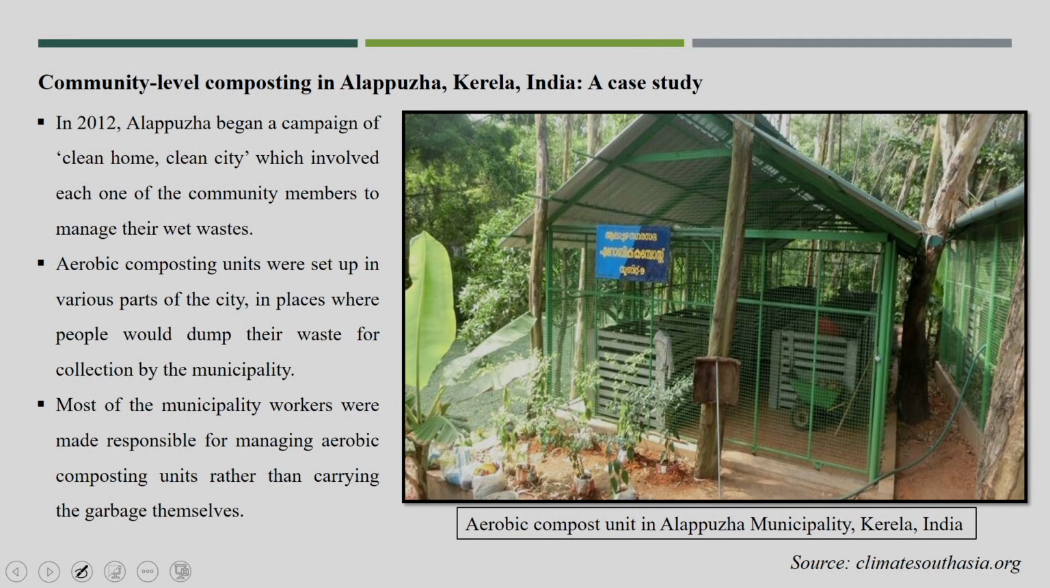This is a photograph of a community-level composting plant in Kerala, the case study. In 2012, the city of Alappuzha began the campaign of clean home, clean city, which involved the whole community in managing wet waste especially, and aerobic composting units were set up. Municipal workers were made responsible for managing the aerobic composting units rather than carrying garbage themselves.